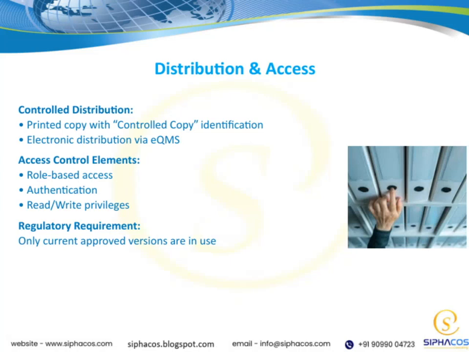Now, let's talk about distribution and access. When it comes to controlled distribution, we typically use printed copies that are clearly marked with a controlled copy label to prevent unauthorized sharing. Additionally, electronic distribution is managed through our Electronic Quality Management System, or EQMS, which helps us keep track of who has access.